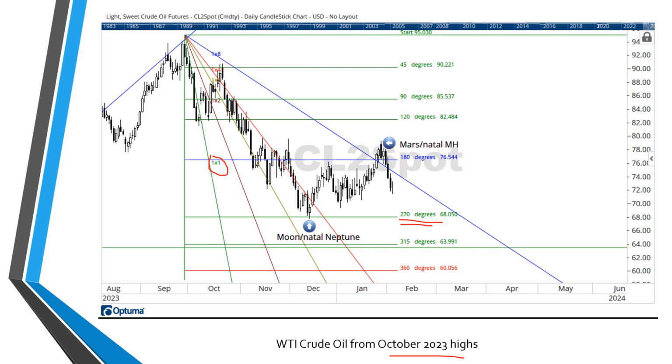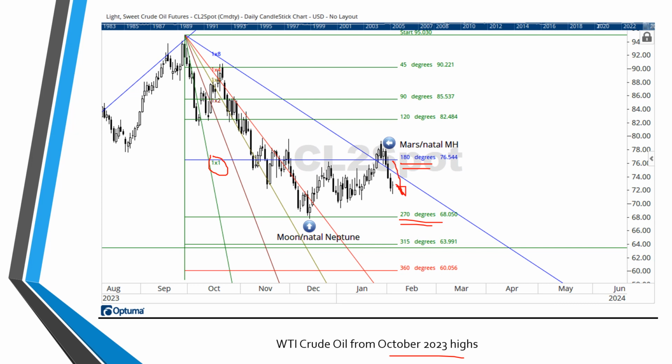But more importantly, what else was happening at that point? The moon was passing the natal Neptune point in the 1983 first trade horoscope chart for crude. And so there's your overlap again between astrology and the square of 9 mathematics. We've had a counter trend rally, which took us just a little bit above the 180-degree increment as calculated from this high starting point. And now we seem to be working our way down again.